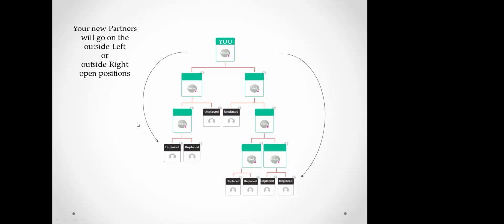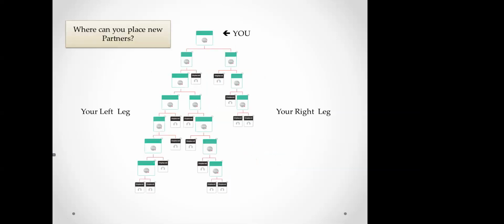People going in and looking at their binary genealogy, this is really confusing sometimes, so we just want to make that distinction. Again, you can't place anybody on the inside spots. Those are other people's legs. Okay, so hopefully that's starting to look. So here you are at the top, and where can you place partners? If this is your left leg and this is your right leg. Now this is a little misleading because this is pretty strong team here, but really this is your right leg. So your partners would go here and to the left here.